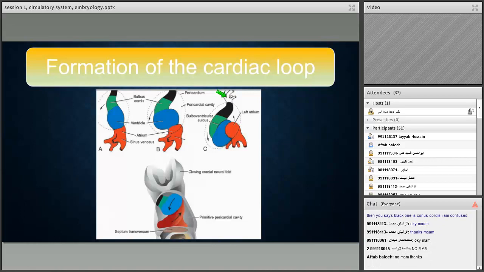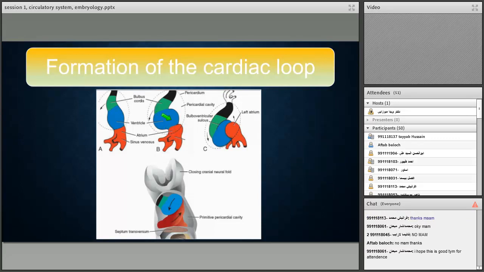I said that there would be a junction between the atrium and the blue part, I mean the left ventricle. We call that the atrioventricular canal.